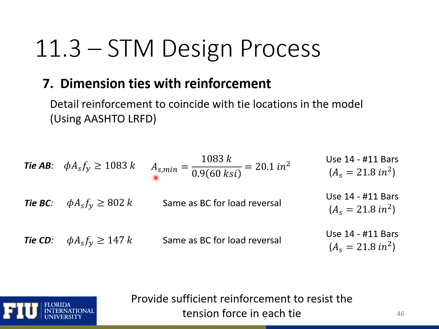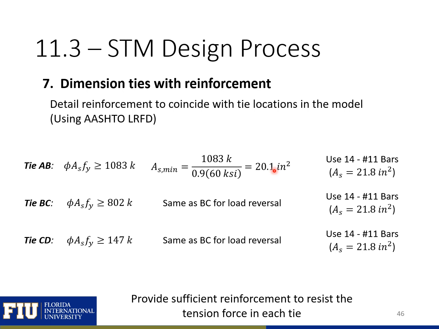So we can solve for As in this expression, and this is the tie force for our tie AB from our Strut-and-Tie model. So we can determine that our required area of steel is our force in the tie divided by our phi factor 0.9 for tension elements in the Strut-and-Tie method for AASHTO times 60 ksi, which is our yield strength. And we can see that there's a required steel area of 20.1 square inches.